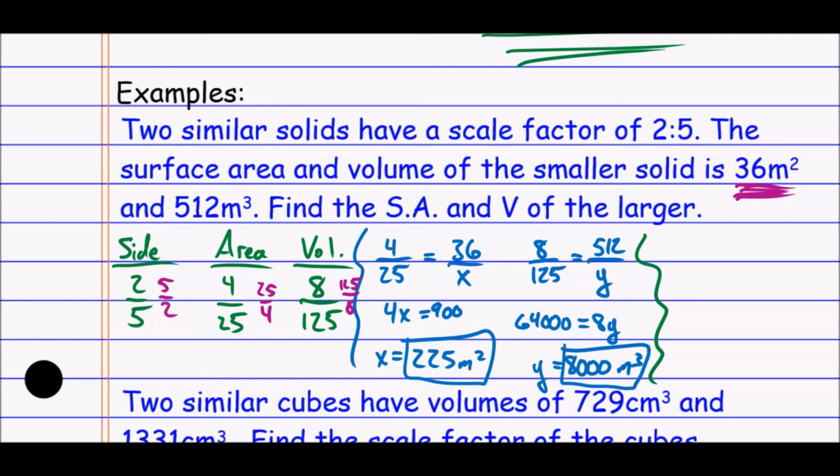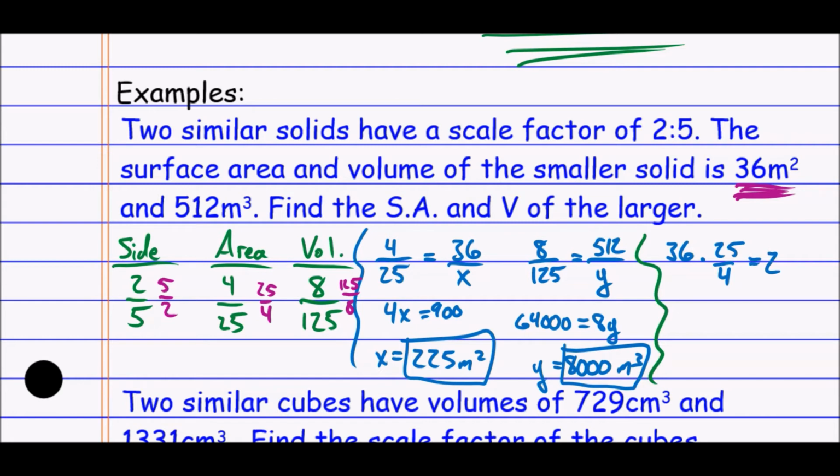We could just find the new value by multiplying, but we have to multiply by the right ratio. For example, for this one, I'm going to start with the 36 and say, okay, I want to get to the larger one, so I'm going to multiply by the scale factor for the area, which is 25 over 4. Okay? And that's the scale factor that I have to use.